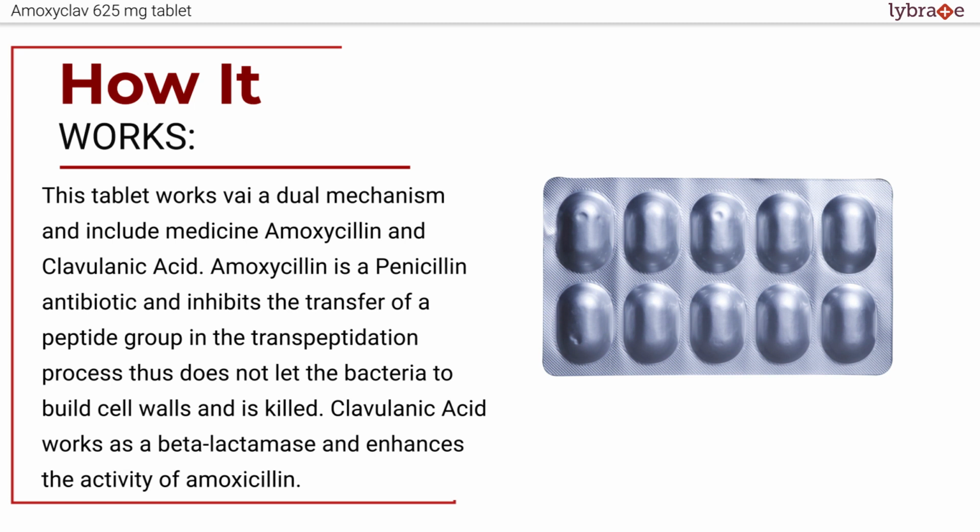Amoxicillin is a penicillin antibiotic and inhibits the transfer of peptide group in the transpeptidation process, thus does not let the bacteria build the cell walls and the bacteria is killed. Clavulanic acid works as a beta-lactamase inhibitor and enhances the activity of amoxicillin.